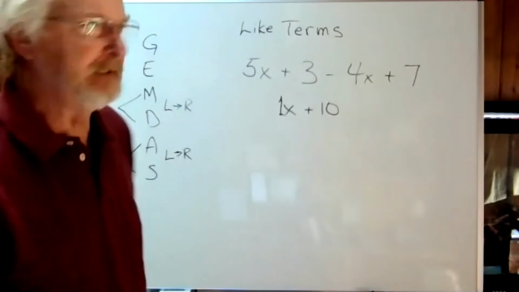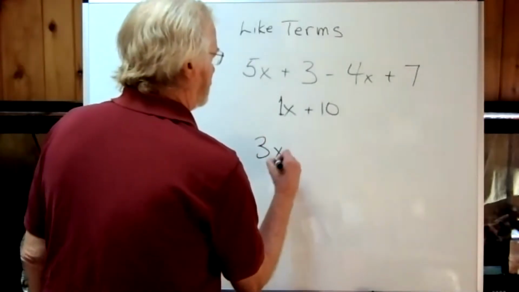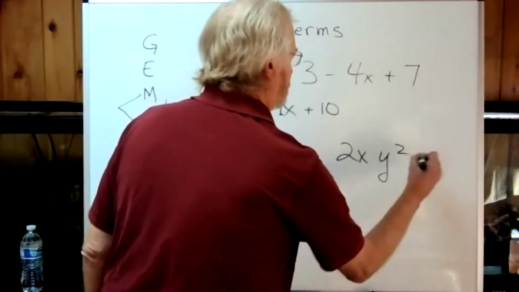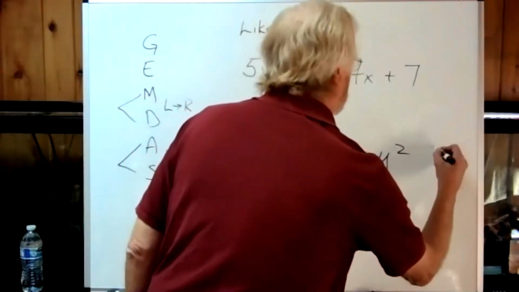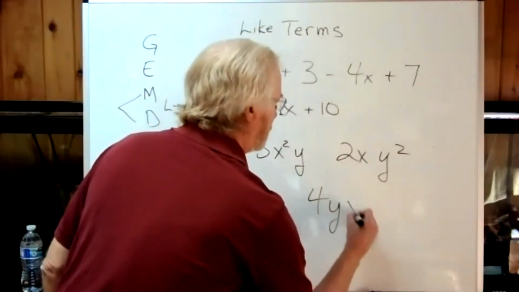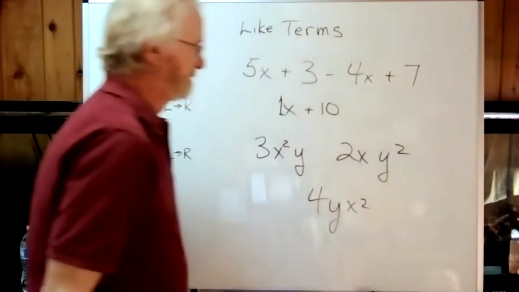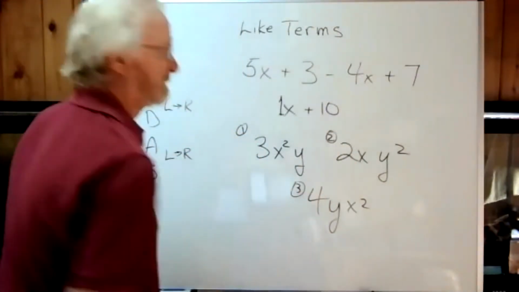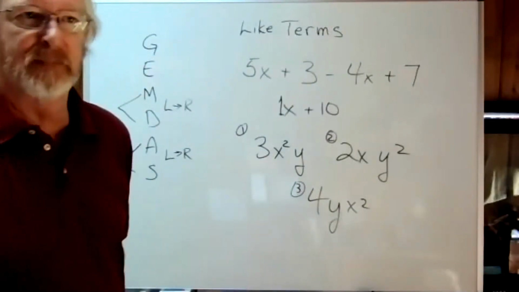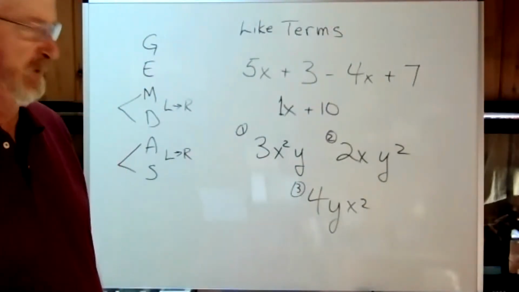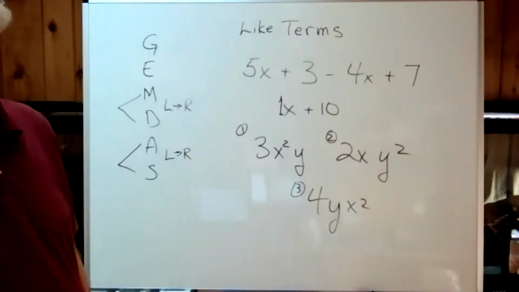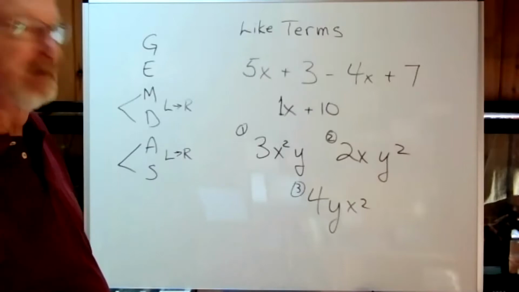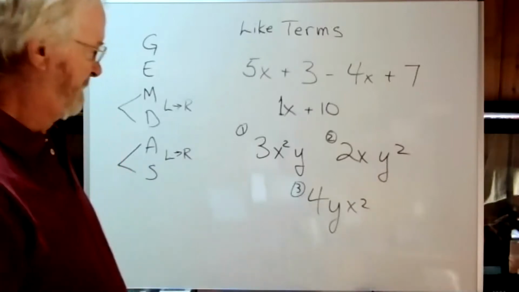How might it get tricky? How about there I wrote 1, 2, 3 different expressions. 2 of them are like terms. Which 2 can I put together? 1 and 2, 2 and 3, or 1 and 3?